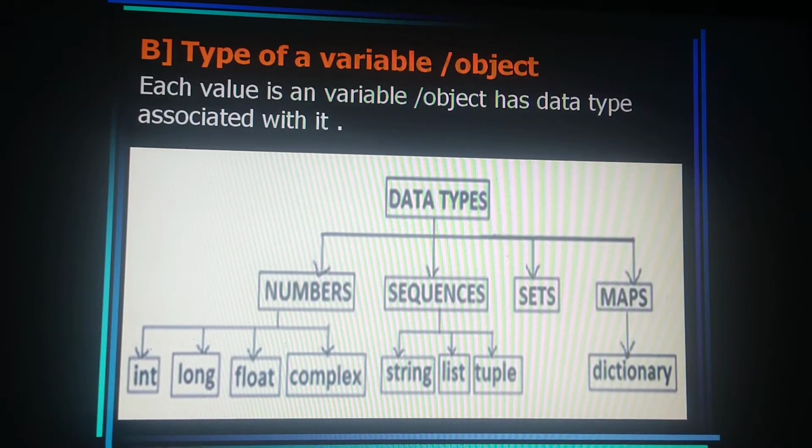So these are the data types for the variables: number, sequence, set, maps. Number is further divided into integer, long, float, complex. Sequence, they are string, list, tuple. Maps is only one, dictionary.